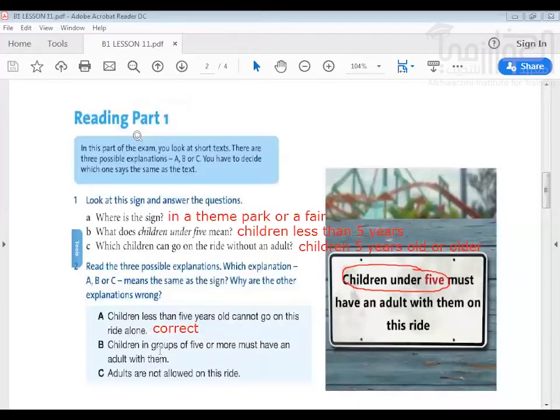Now, children in groups of 5 or more must have an adult with them. There's nothing about groups here. So this is wrong. We haven't said anything about groups. And then adults are not allowed on this ride. Here it says adults can ride with children under 5. So this is also wrong.